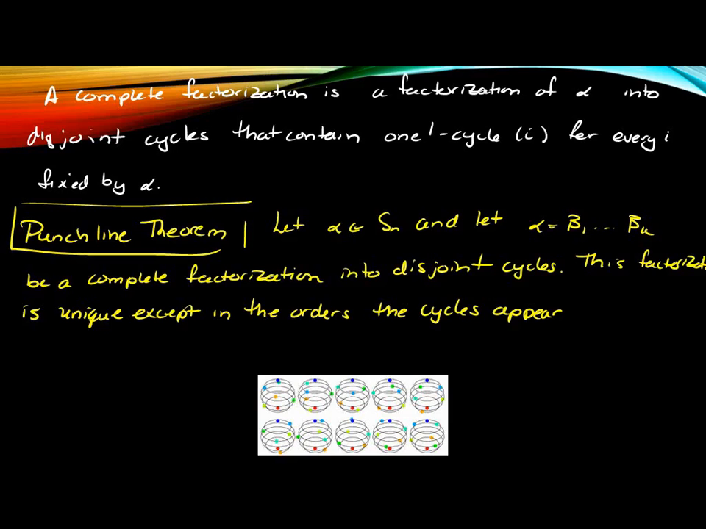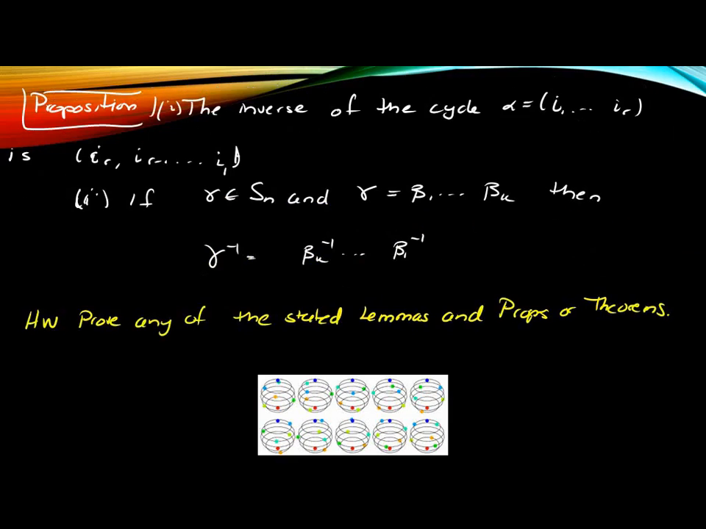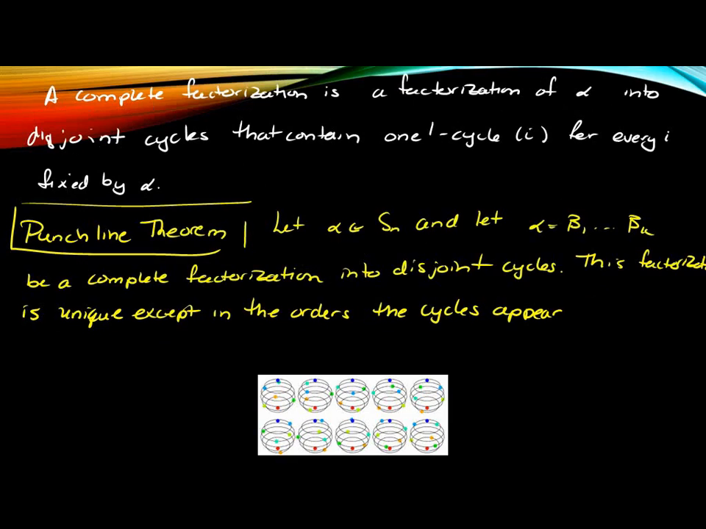A complete factorization is a factorization of alpha into disjoint cycles that contain one cycle for every fixed point of alpha. That's just basically that you can factor it into these pieces. And the punchline theorem is that every alpha can be factored into disjoint cycles. And this factorization is unique, except in the orders that the cycles appear, because they can commute, right? So you can reorder them. Disjoint cycles don't move the same elements.